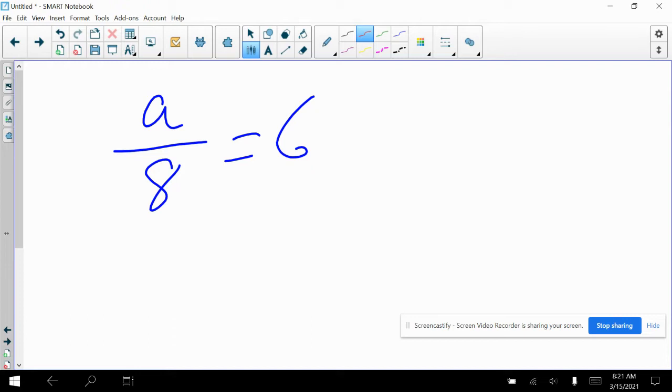Be careful. What do you think? Any takers? How do we get a by itself? How do we, because if we got to get a by itself, that means we got to do something with the 8. Grayson? By? What are we multiplying the 8 by? How do you do that?